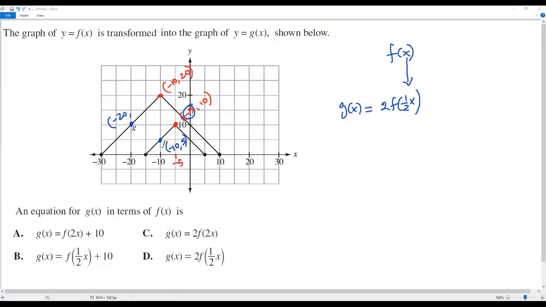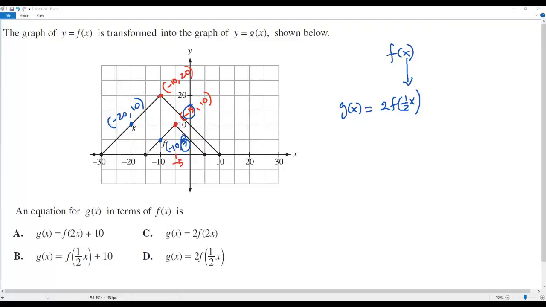And what about the vertical stretch? That is also done by a factor of 2. So I multiply this 5 by 2 and get 10. So please make sure we have this point on the graph of g. Here negative 20, here we have 10. Yes, it works. Anyway, let's check one more point.